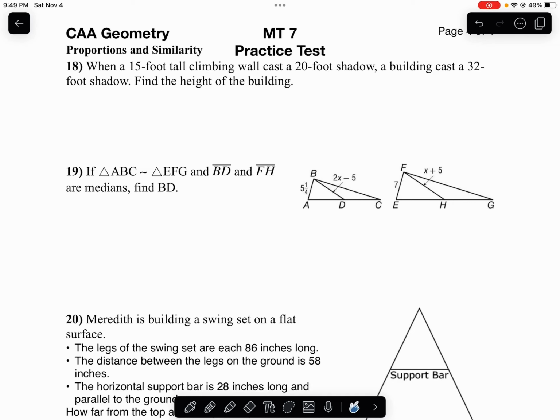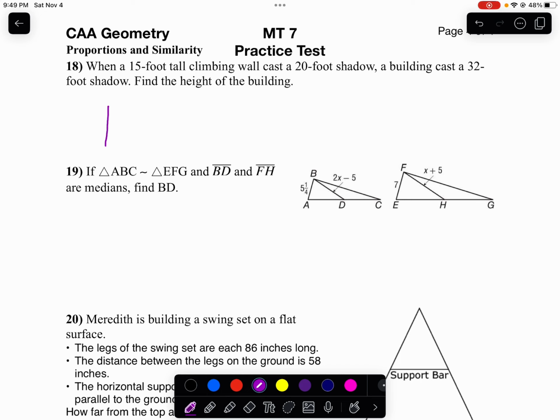Let's review the last page of your practice test. Notice in question 18, I think we'll draw a picture here. So we've got this 15-foot wall, and it casts a 20-foot shadow. Not drawing it very well, but that'll be a right angle.